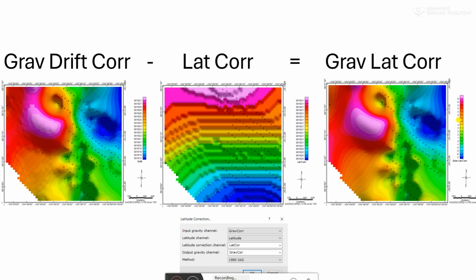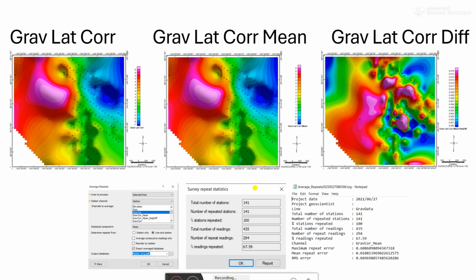But this wasn't so serious, because in the next step we did our latitude correction, and you can see our latitude correction itself was very big, this 900,000. And so as soon as we took it away from our gravity drift correction, we got down to smaller values. So you can see the latitude correction looks weird, but not actually, because you're expecting it to be regular with latitude.